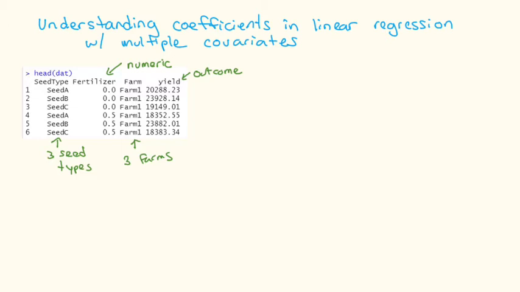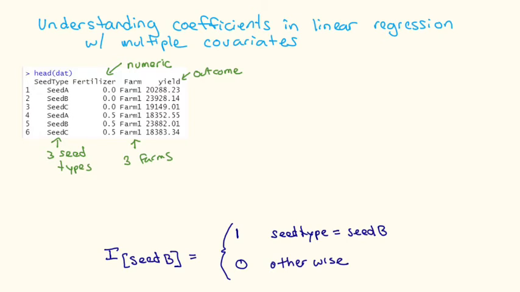So our predictors are going to be seed types. So we have seed A, B, and C. We have a numeric predictor, which is fertilizer, how much fertilizer is added in pounds per acre. And there are 3 different farms that this experiment was conducted at. I want to remind everybody that an indicator is this little I that I have, and if it's the indicator for seed B, so if seed type is seed B, then it's going to be a 1, and if it's not, it's going to be a 0.